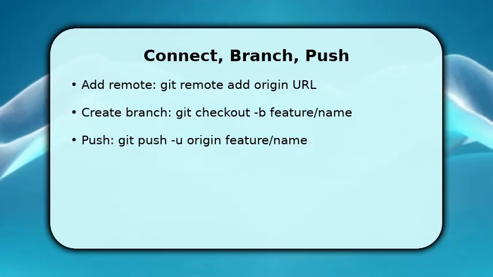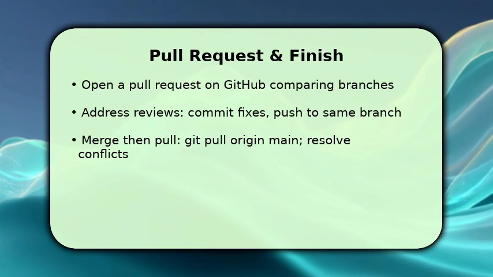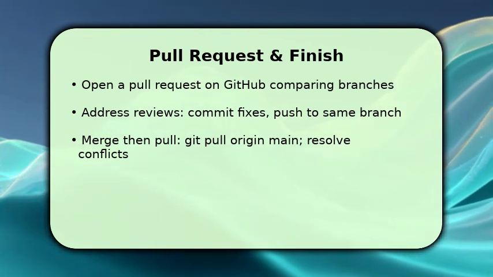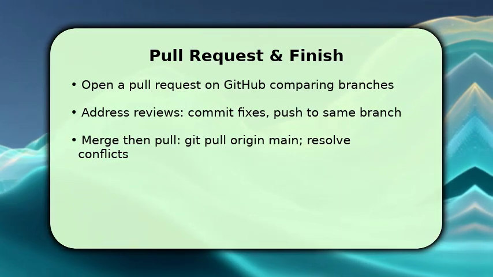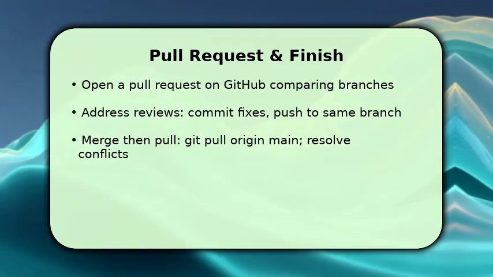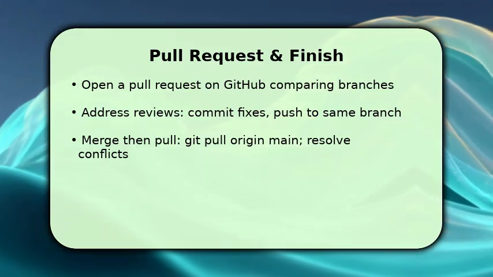Make sure to pull before you finish by opening a pull request on GitHub from your branch into main. Describe what changed and why to help reviewers. If reviewers request changes, make them locally, commit, and push. GitHub updates the PR automatically. Once approved, merge the PR via the web UI or command line.